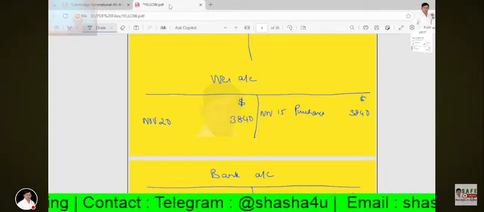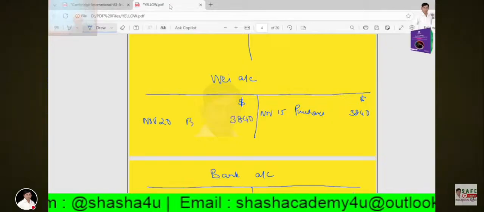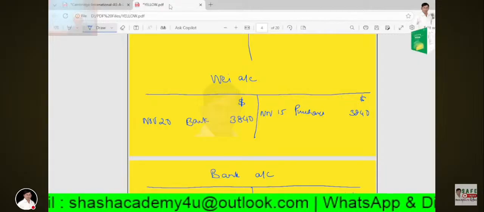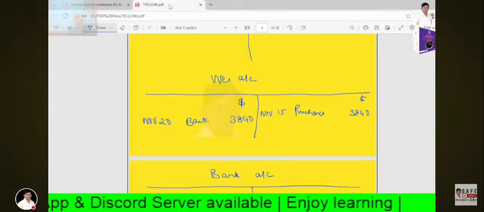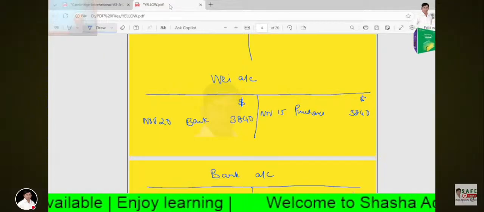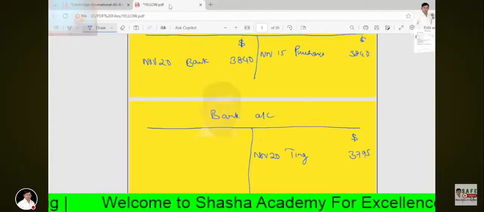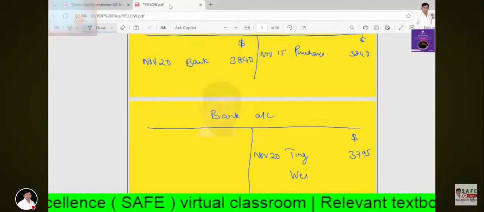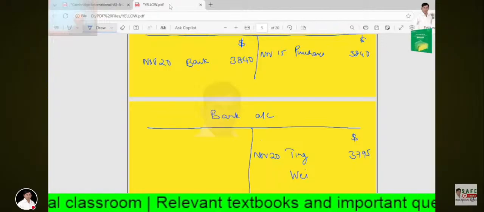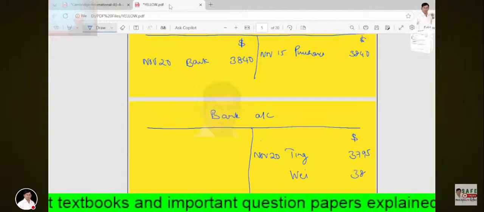So what account will be debited? V account will be debited. Why? Because V is the receiver. When we pay, he receives. So the bank account will be credited. Why? Because money is going out. Cash is given away, 3840.